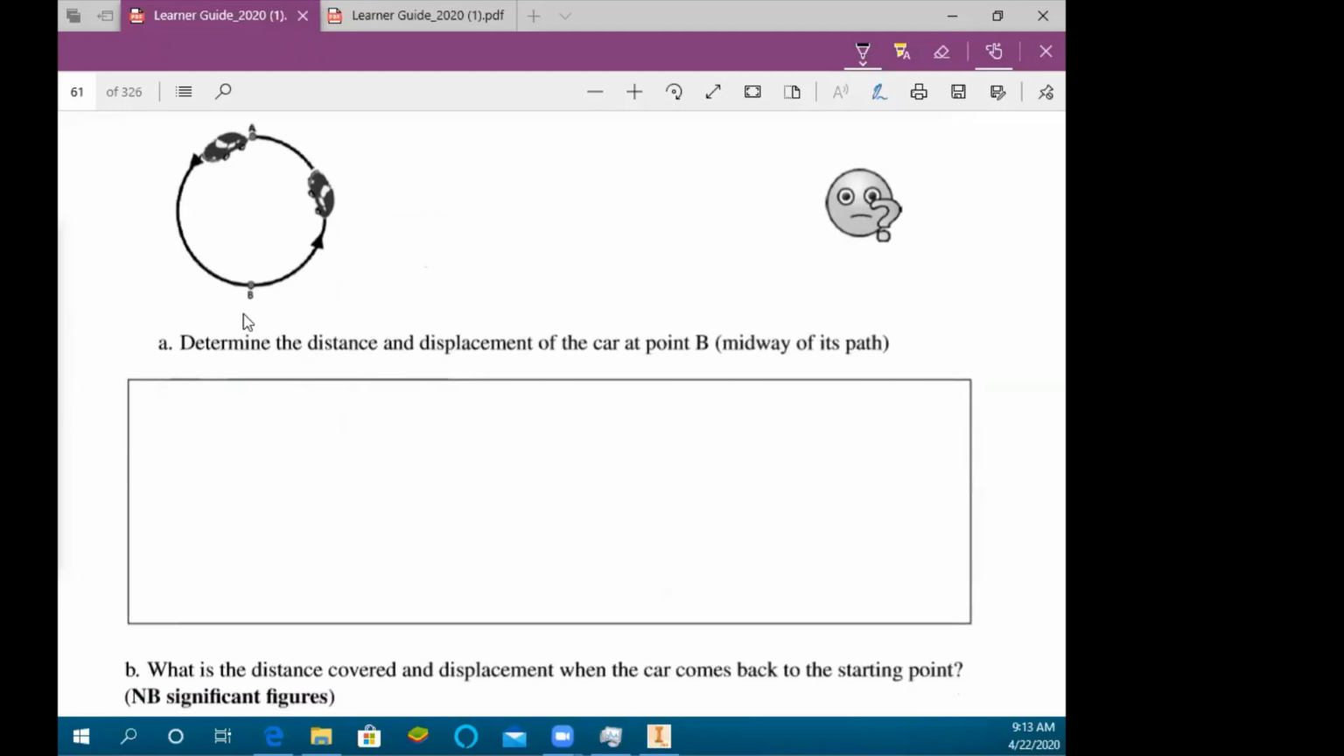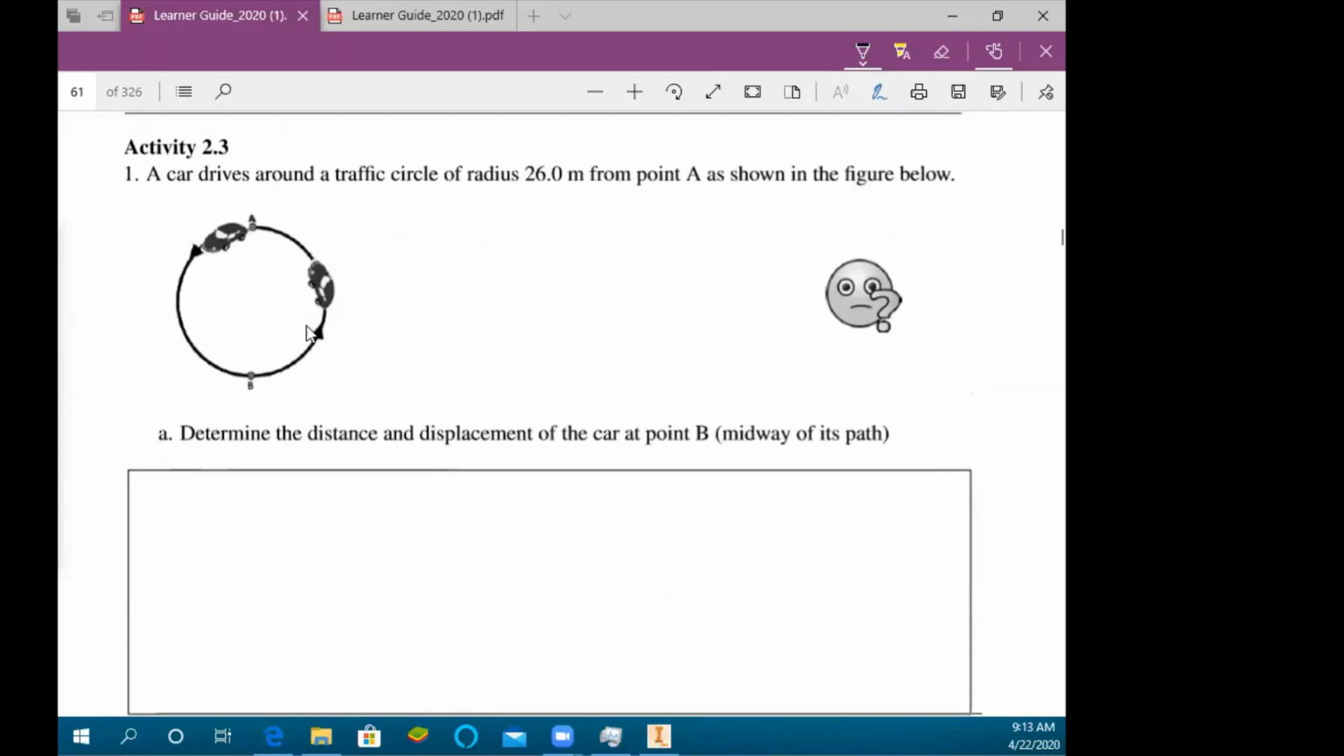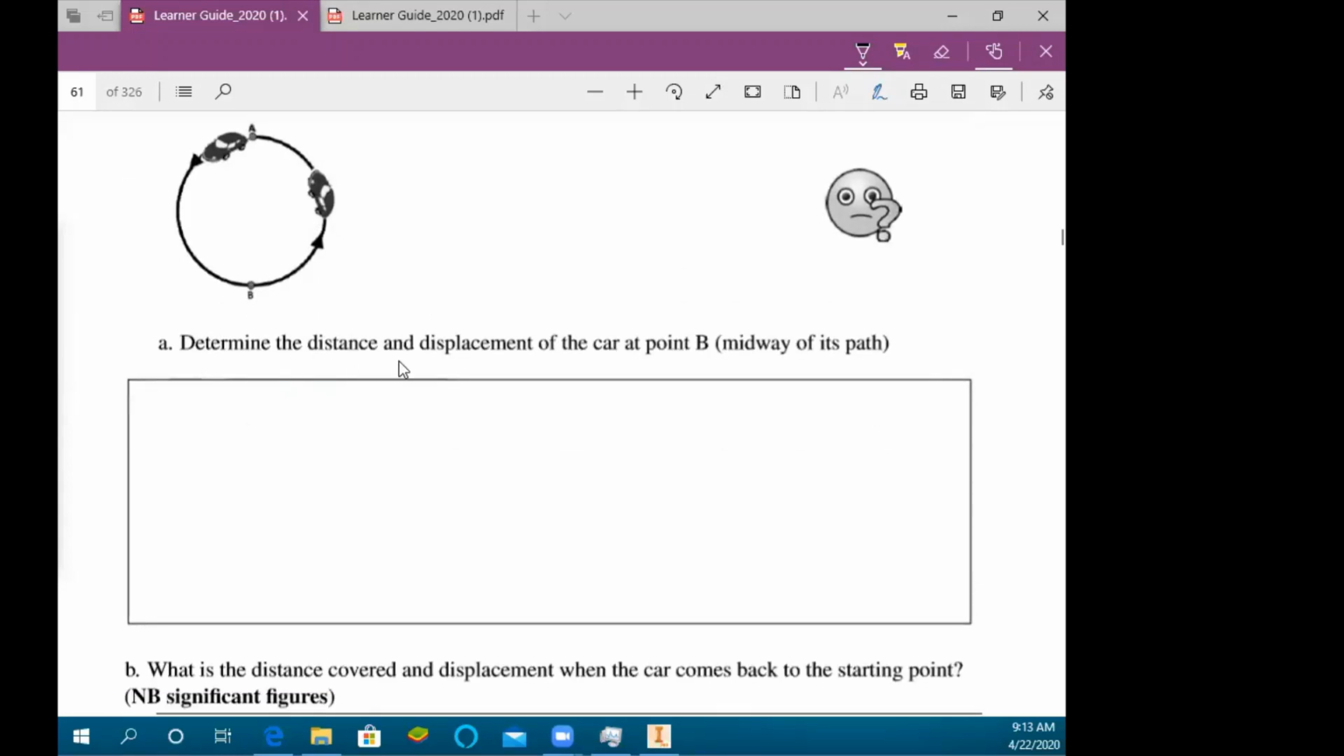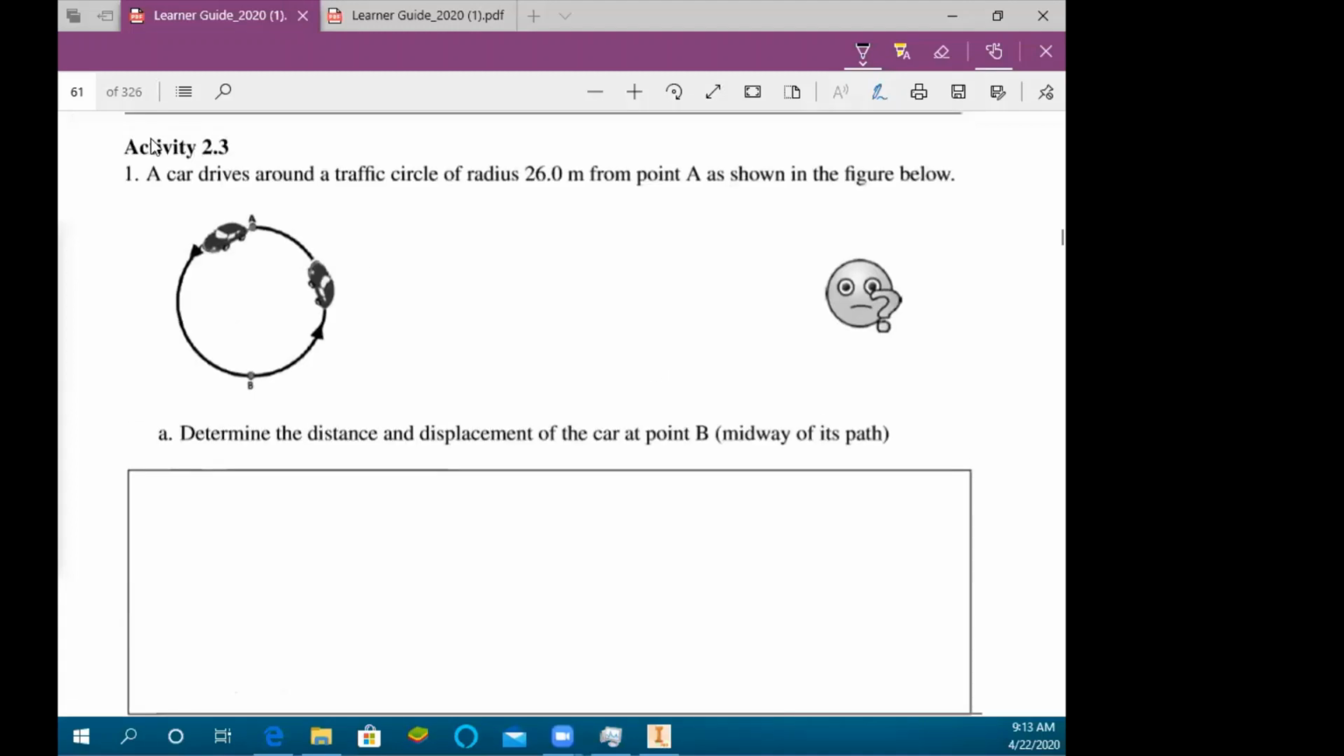I think Dr. Kesha went through this in the slides, right? Yes. Determine the distance and displacement of the car at point B. So we know that a car drives around the traffic circle of radius. So this is the radius, it's shown, which means to get from here to the center, that's the radius in this case. This distance is 26, right? Yep.